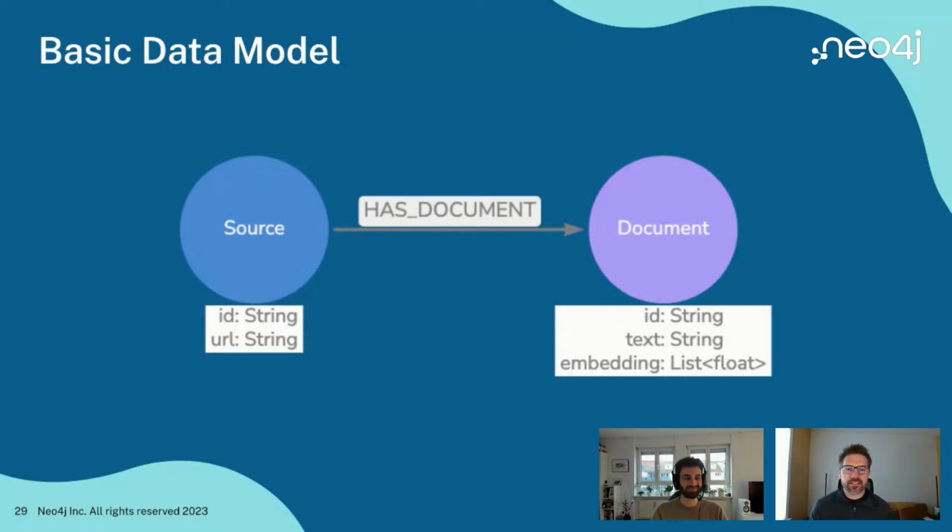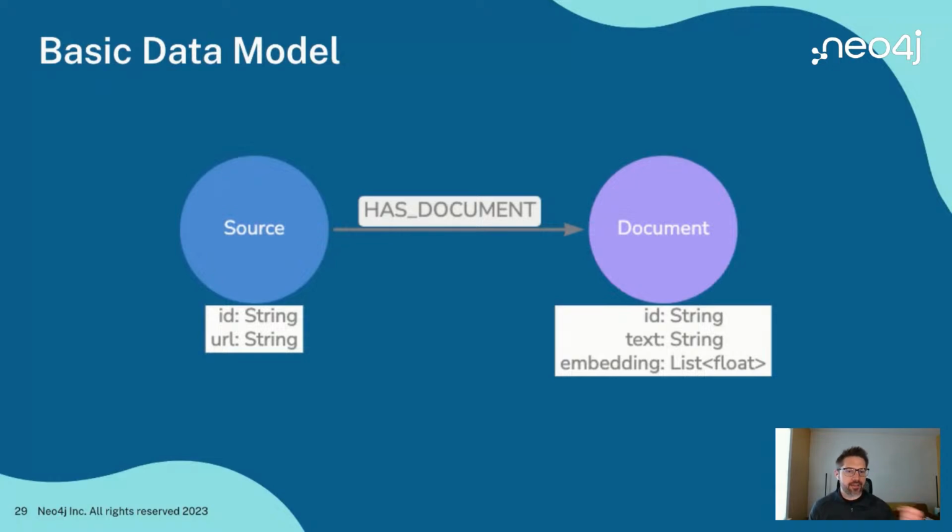So again, this is just a quick review of our basic data model, where we have the source, and then we have the document or the text or the piece of chunk. And this is what we started with. You can see we have an identifier, the actual text itself, and then the generated embedding. You can use OpenAI, Vertex, or others. There are a lot of different open source models available to do this.